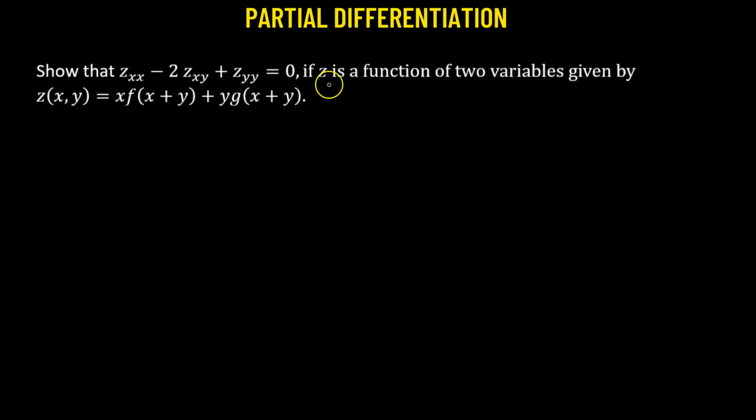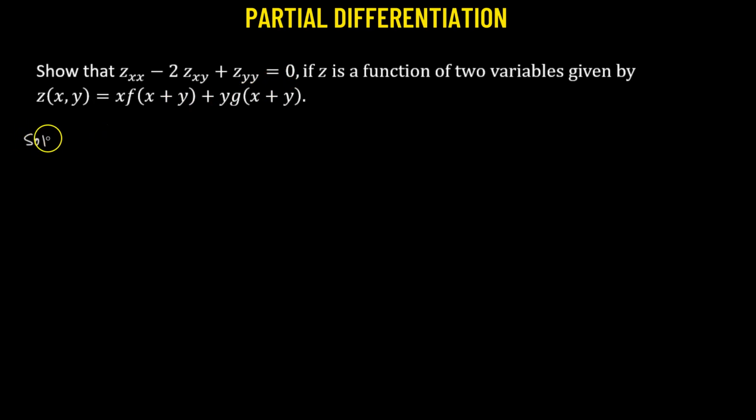We have a function z of two variables which is given by x times f of x plus y plus y times g of x plus y. Using this function, we need to show that the second partial derivative of z with respect to x minus 2 times the second partial derivative of z with respect to y followed by x plus the second partial derivative of z with respect to y equals 0.